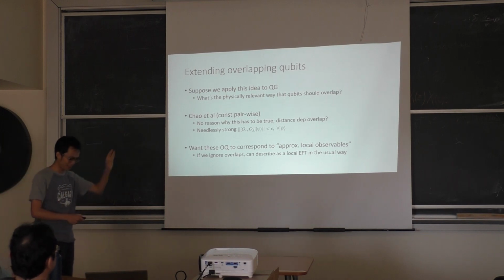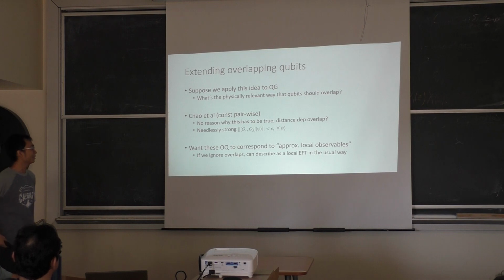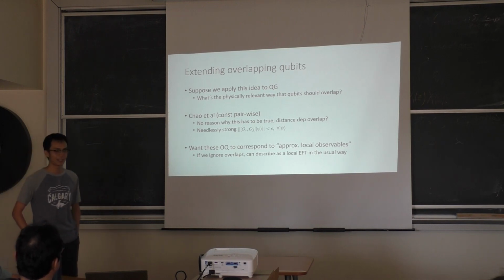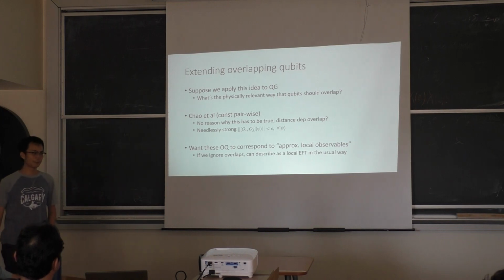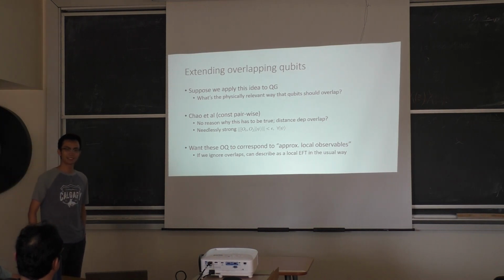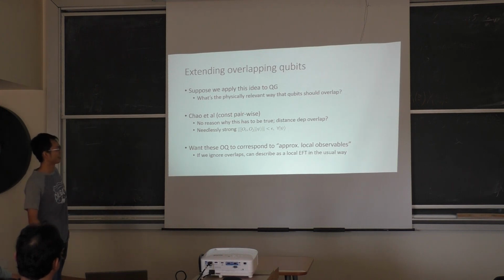So the question is, suppose we apply this idea to quantum gravity, what are the physically relevant ways to overlap these things such that it has a chance of working? How small does epsilon have to be, how should I overlap these degrees of freedom, and is there a way to overlap them consistently such that it solves our degrees of freedom count problem in quantum gravity?